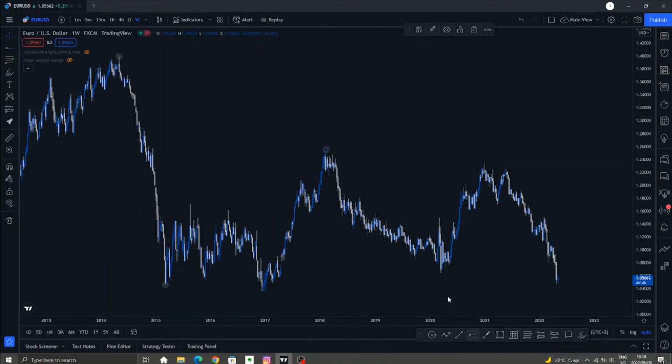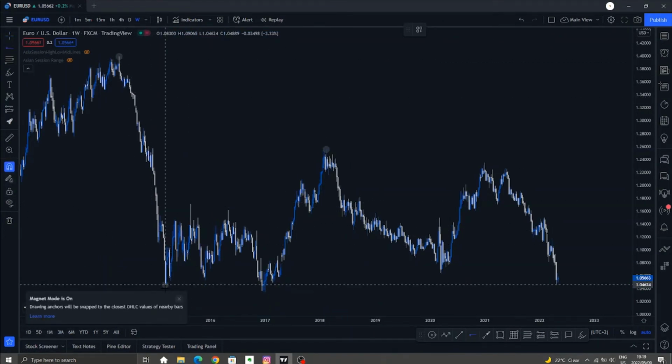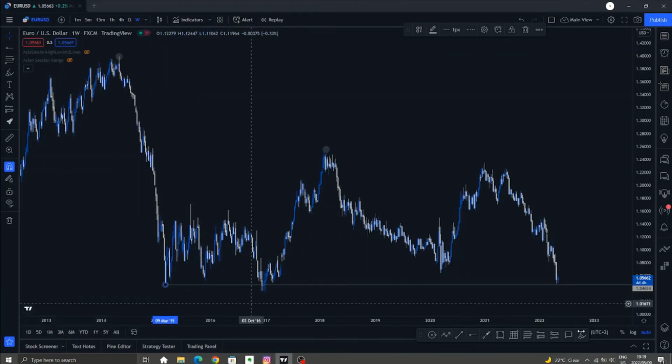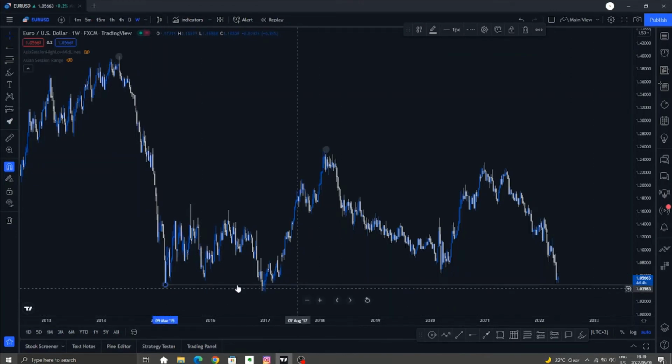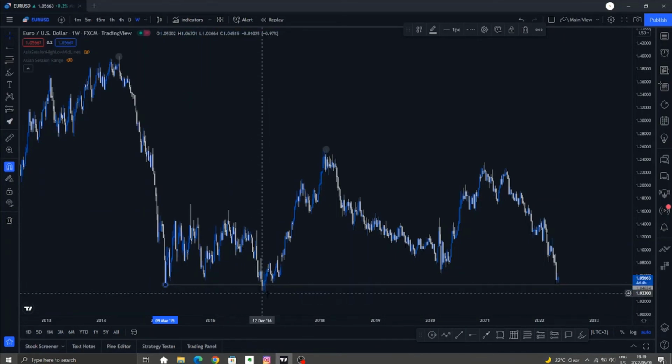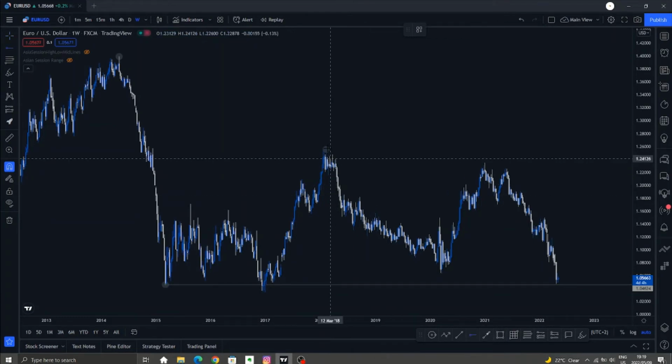So if we just map out our swing structure, we can see that we've got this particular low that remains in place. Price action is currently interacting with that. The reason I like this as a swing low is because we did not close below that low, we just wicked below it. So we can map out this particular swing low, and then we can also map out this swing high, all right?